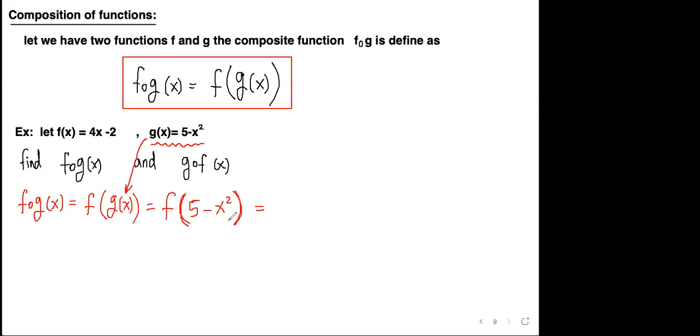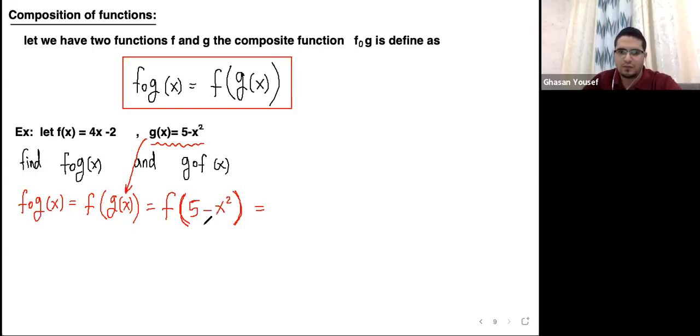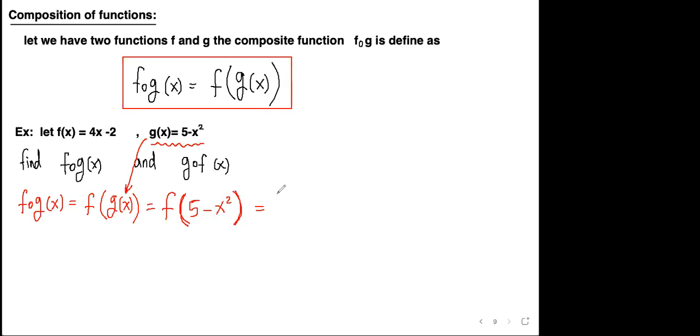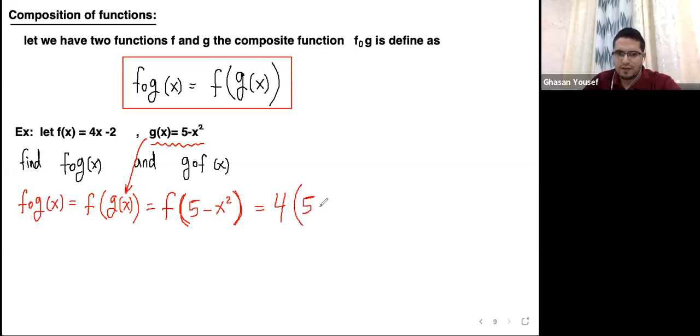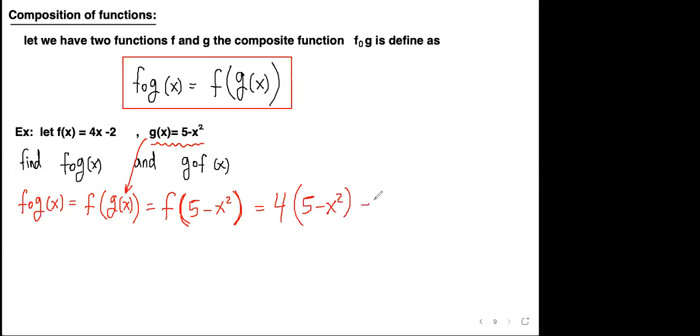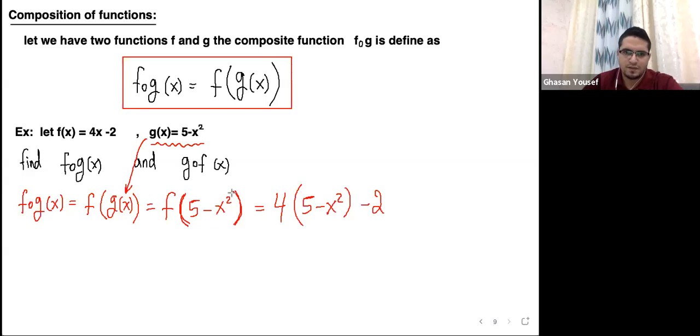And then you have to multiply by 4x minus 2 again, or no? Exactly, no, it's not multiply. You have to plug this piece inside this function. So 4, open parentheses, 5 minus x squared, minus 2. This is actually one piece. You have to put it inside the value of x.